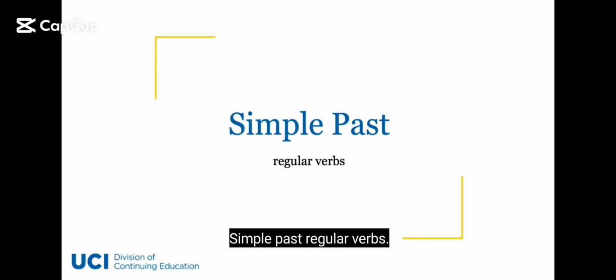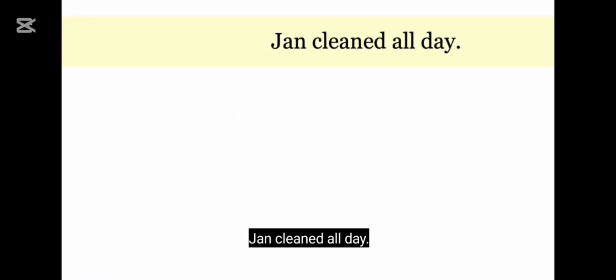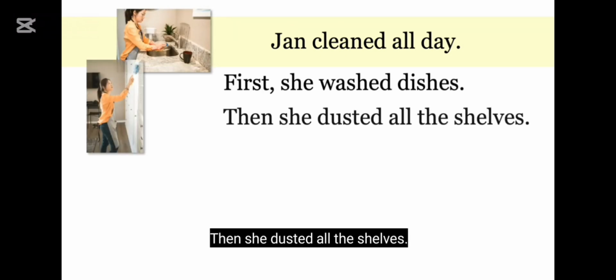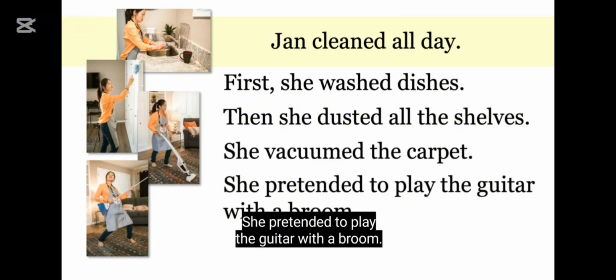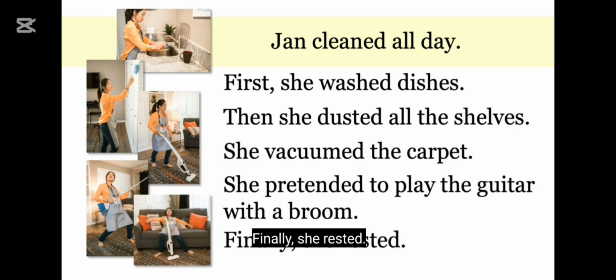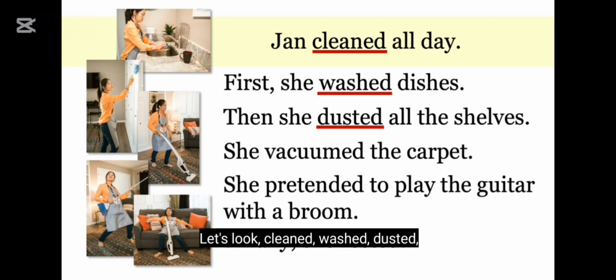Past regular verbs. Jan cleaned all day. First, she washed dishes. Then, she dusted all the shelves. She vacuumed the carpet. She pretended to play the guitar with a broom. Finally, she rested. Do you see all of the verbs in the past? Let's look. Cleaned, washed, dusted, vacuumed, pretended, and rested.